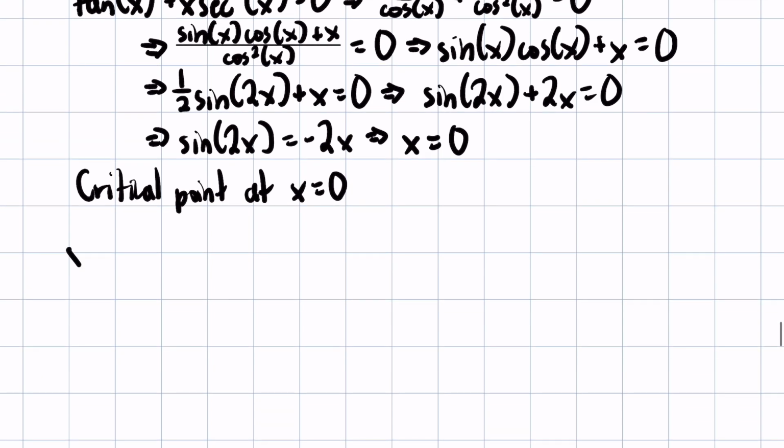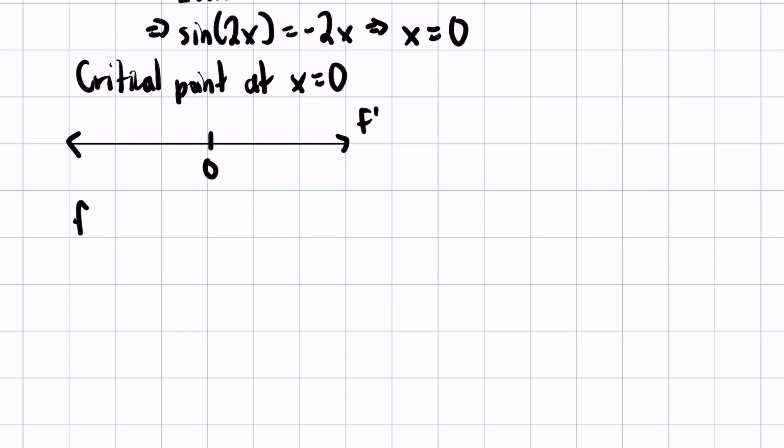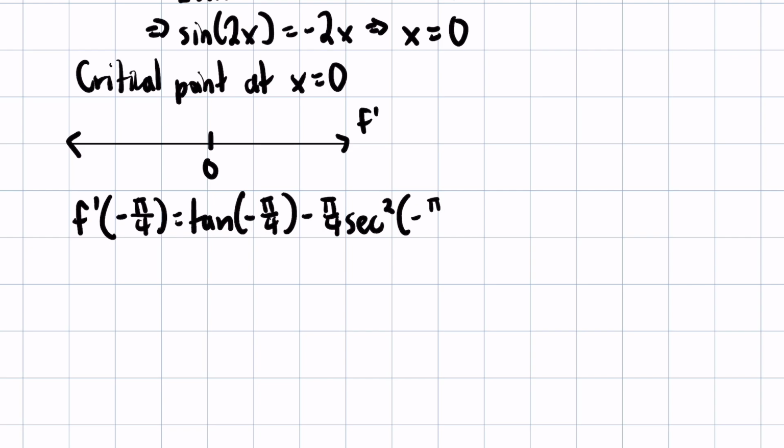Now, we want to do a number line again. We want to figure out the sign of the derivative on either side of 0. So first of all, we don't care about anything that's less than negative pi over 2 or greater than pi over 2. So I need to pick a number between negative pi over 2 and 0, and then between 0 and pi over 2. I'm going to pick negative pi over 4 and pi over 4 to plug in. So f prime of negative pi over 4 is going to be tangent of negative pi over 4 minus pi over 4 secant squared negative pi over 4.